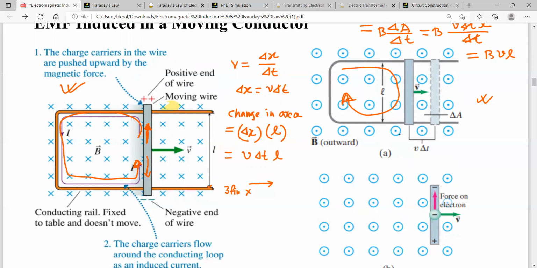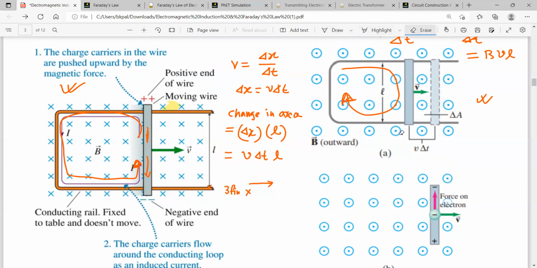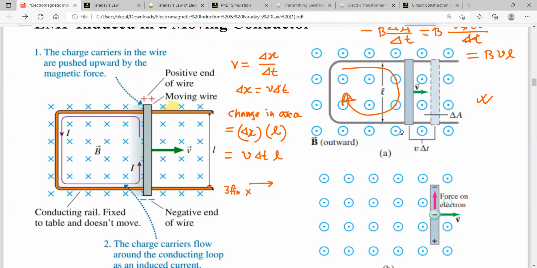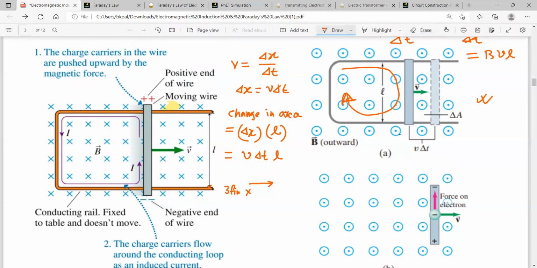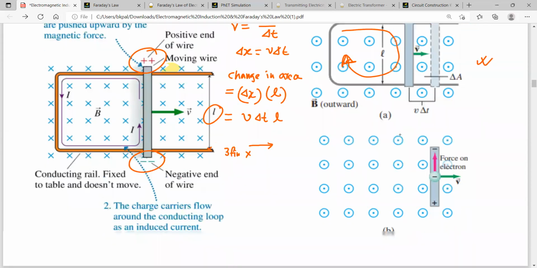Now another thing here, you see that positive charge goes upward, negative charge goes downward. So we have positive charge at the top, negative charge at the bottom, and they are separated by a distance L. Because positive charge and negative charge are separated by distance L, there will be some electric field, right, that you already learned in chapter 17.